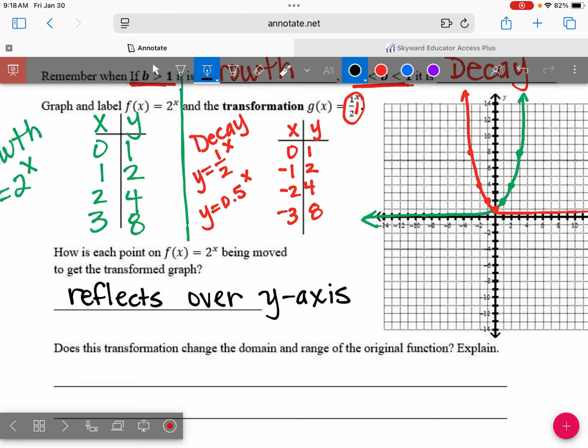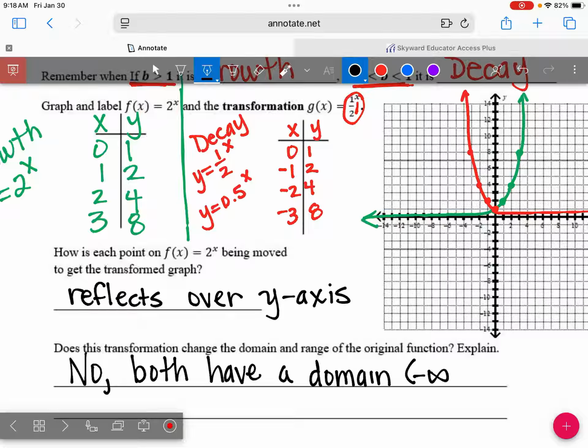Does that change our domain and range? No. Both of those graphs have the same domain and range. They both have a domain of all real numbers and the range is 0 to infinity. No brackets. The only difference is that one goes across the y-axis. That's our only change.